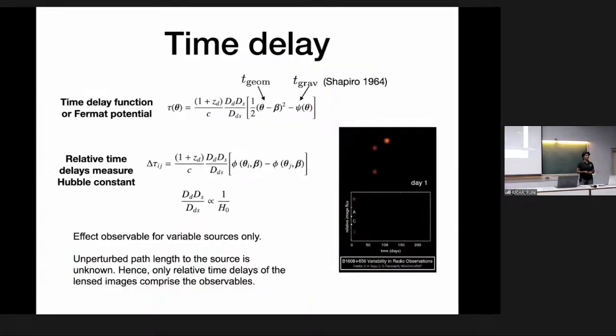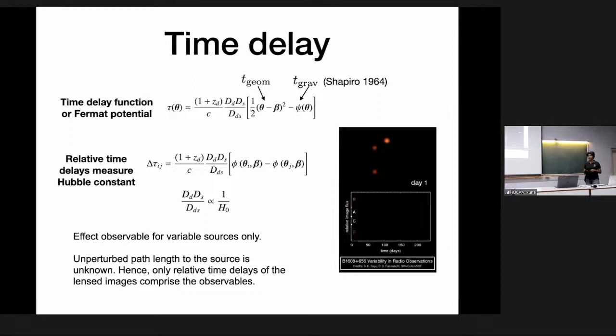So the next observable is the time delays. This is something that we can infer from the Fermat potential, where one can see that there is a time delay between multiple images, because they not only traverse different path lengths, but they also experience different gravitational potential. Those are the two terms which go into calculating the time delays between the multiple images.